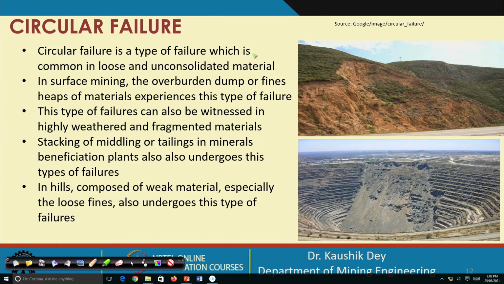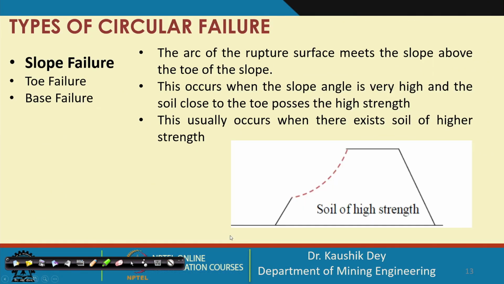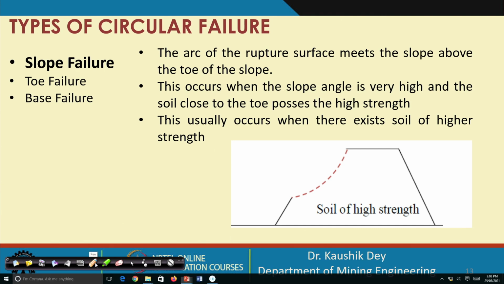So, circular failure occurs in common loose and unconsolidated material. In mining, it generally occurs in overburden dumps, but may occur in the top benches where loose materials, highly weathered and fragmented materials are available. In those cases, circular failure may happen, and that is why proper monitoring is required. Circular failure is categorized in 3 ways.